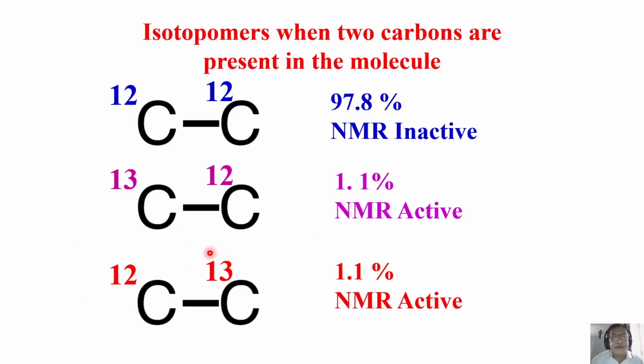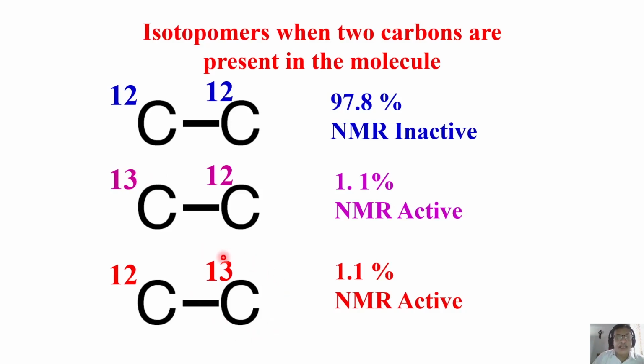So in a molecule containing two carbons, 98% of the molecules contain only carbon 12, which do not give us a signal at all. You will not get a carbon signal at all. Only these will give a carbon signal. Only 1% of this isotopomer, and 1% of that isotopomer, will give a signal.